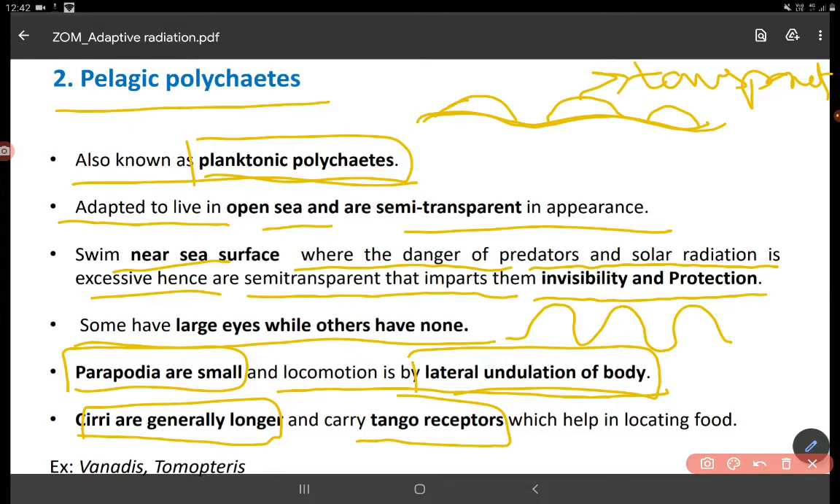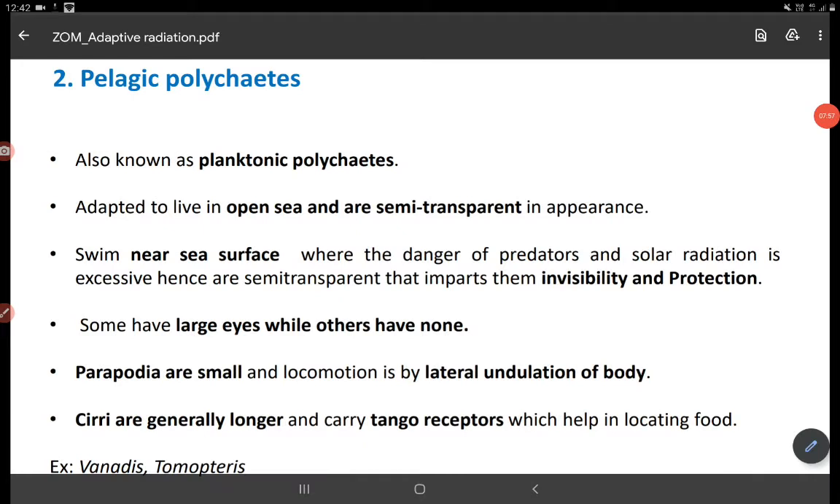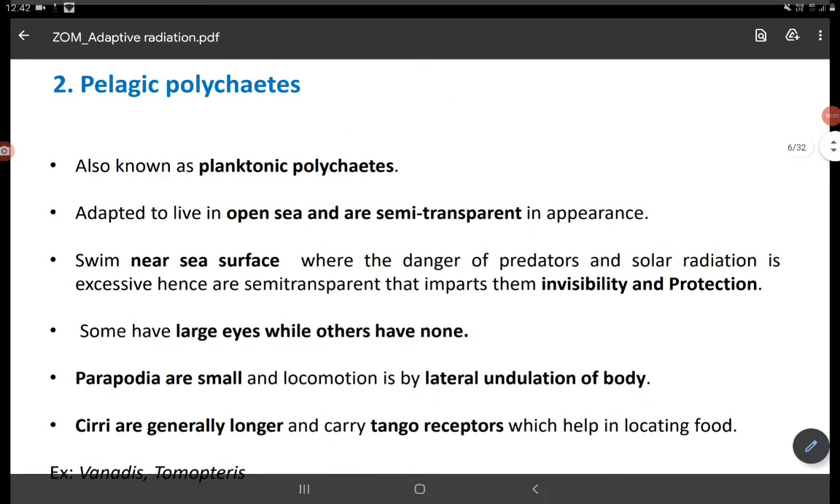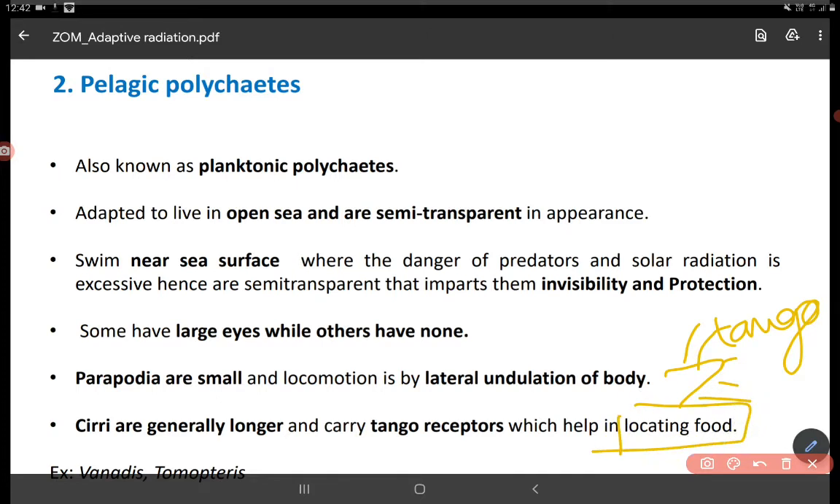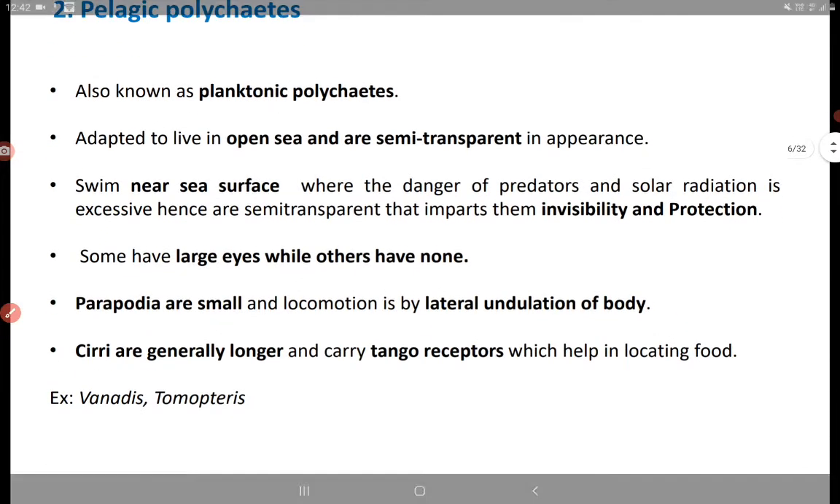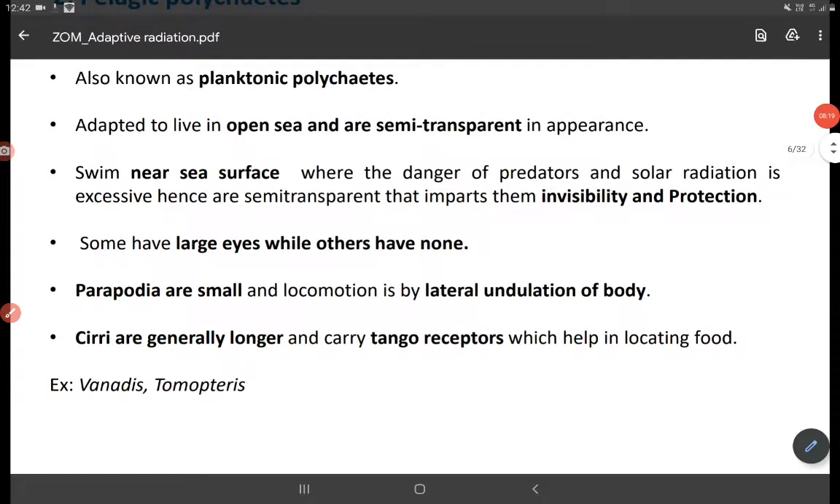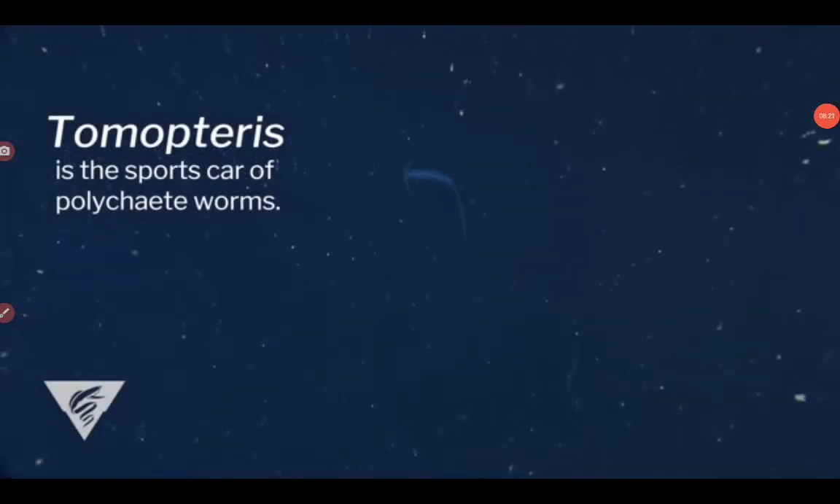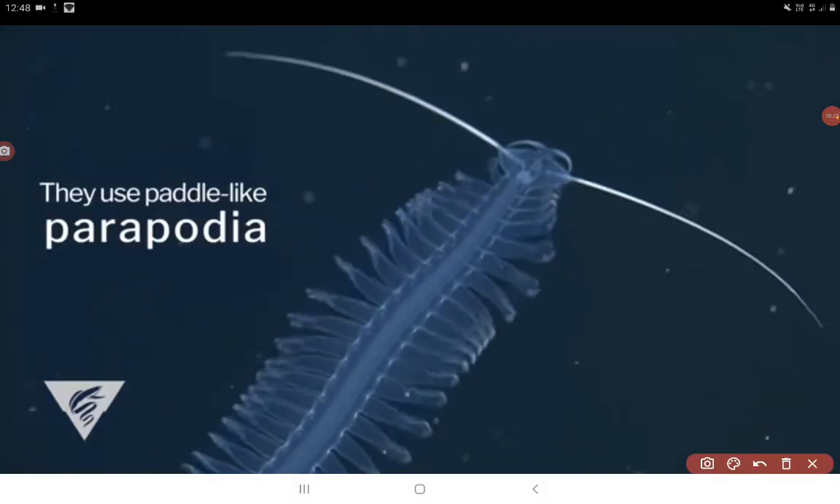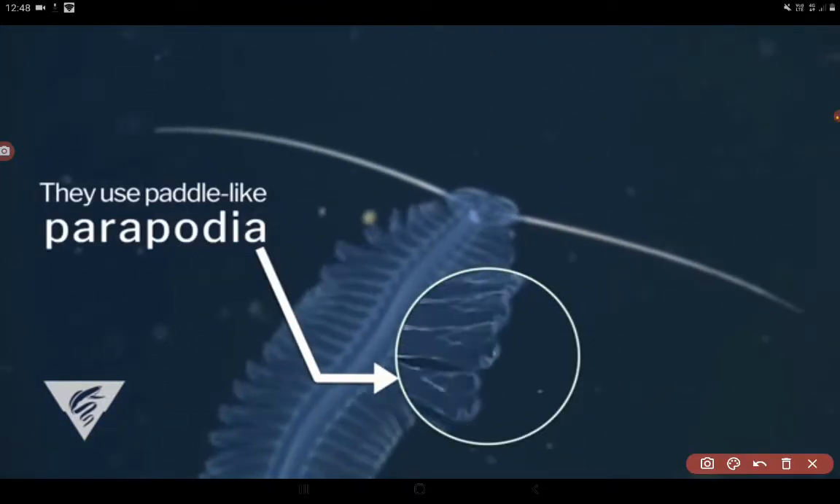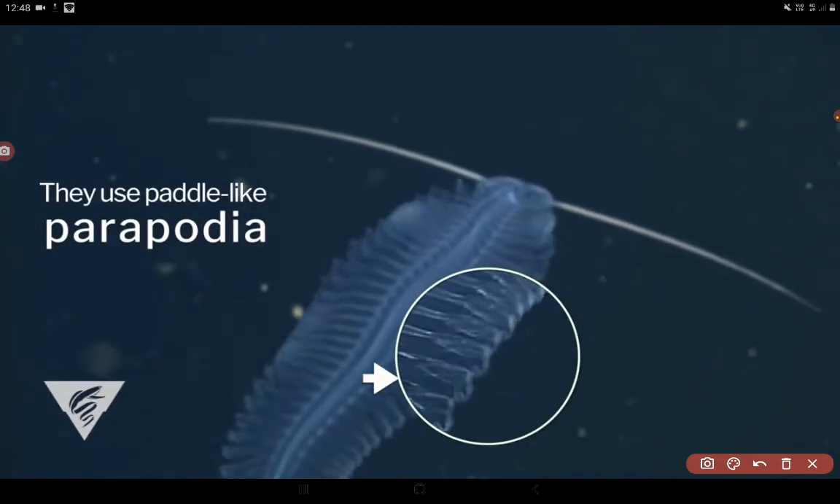So they have tango receptors. This is the cirri. At the head they have many cirri, and all these cirri have tango receptors that help in locating food. Examples are Vanadis and Tomopteris. So these are the Tomopteris, as you can see. They use paddle-like parapodia, moving by lateral undulation of the body.